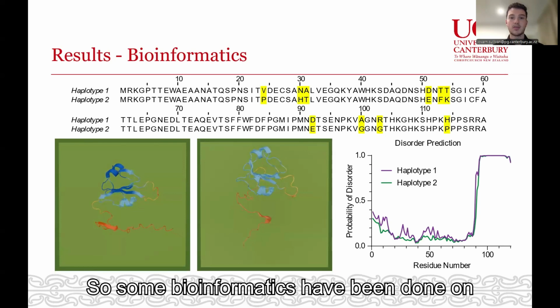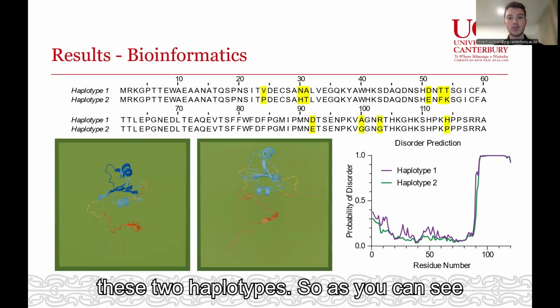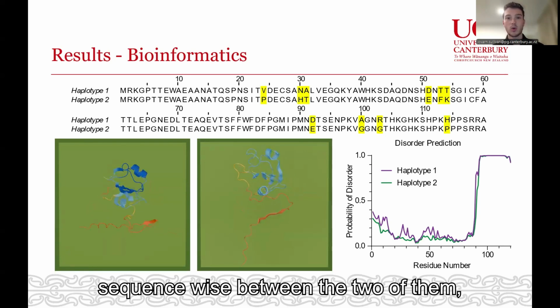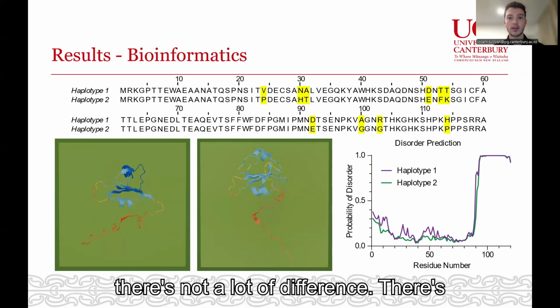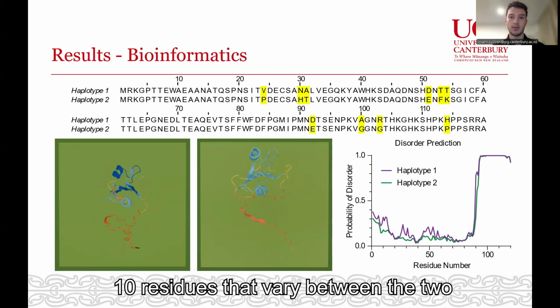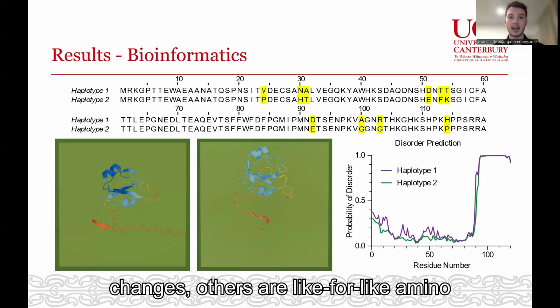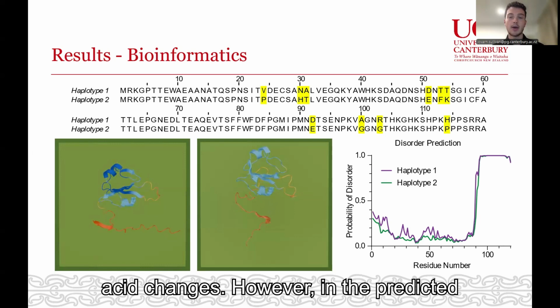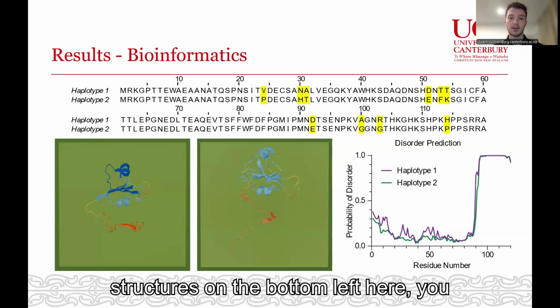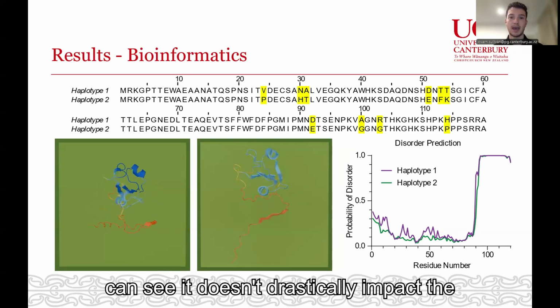Some bioinformatics have been done on these two haplotypes. As you can see, sequence-wise, between the two of them, there's not a lot of difference. There's 10 residues that vary between the two haplotypes. Some are quite irregular changes, others are like-for-like amino acid changes. However, in the predicted structures on the bottom left here, you can see it doesn't drastically impact the structure.